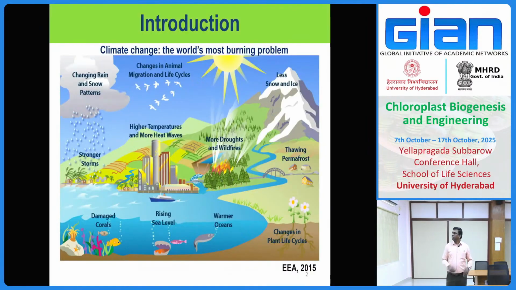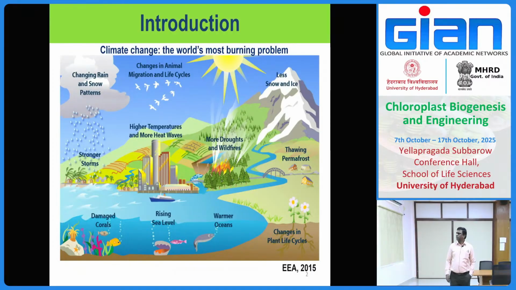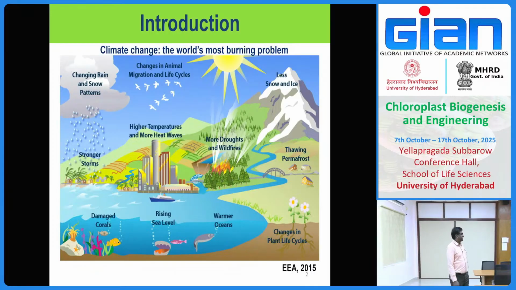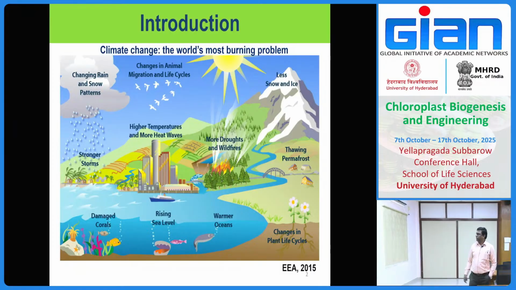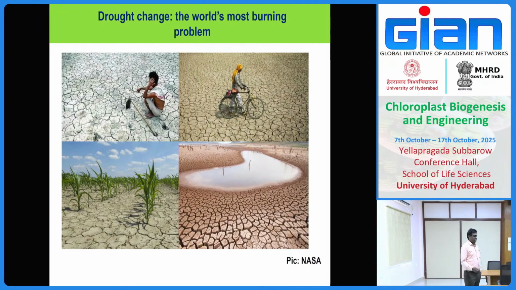Now if you see the climate change that I think Professor Tripathi has explained, the various climatic changes, plants and animals get affected by the cycle. So now, what does drought do? Drought means less water, less rain.